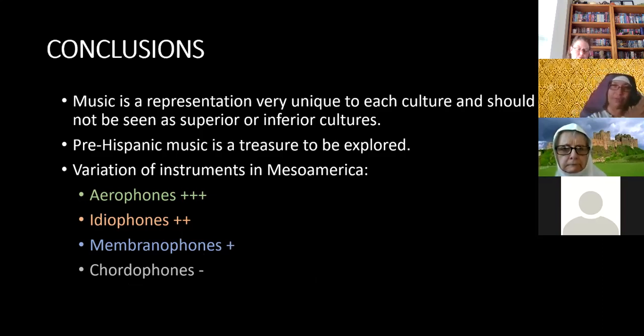So we saw the four types of instruments and the songs. So these are some of the conclusions after I finished my research. Music is a representation very unique to each culture and should not be seen as superior or inferior. We cannot say that European cultures had superior music or inferior music, because music is just a representation of culture, and all cultures should be seen as unique and not as more important than others.